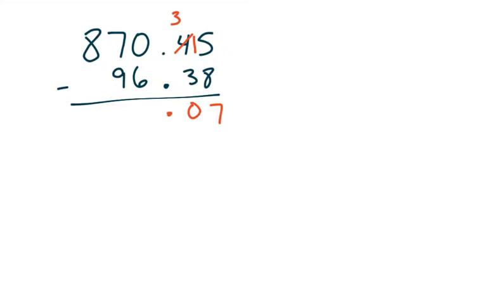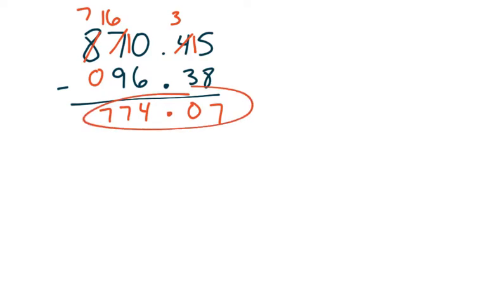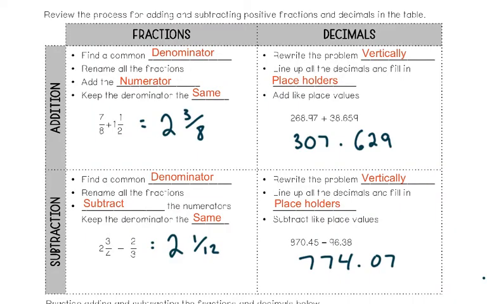0 minus 6 I cannot do, so I go ahead and look next door and borrow. So that is now from 7 to 6, and I bring the 1 over. So 10 minus 6 I can do, that's 4. 6 minus 9 I cannot do, so I borrow from next door, and I make it a 1 here. 16 minus 9 is 7, and then 7 minus 0, because remember there's a placeholder of 0 here, is 7. So my final answer is 774.07. So that was a quick review of how to add and subtract rational numbers like fractions and decimals.